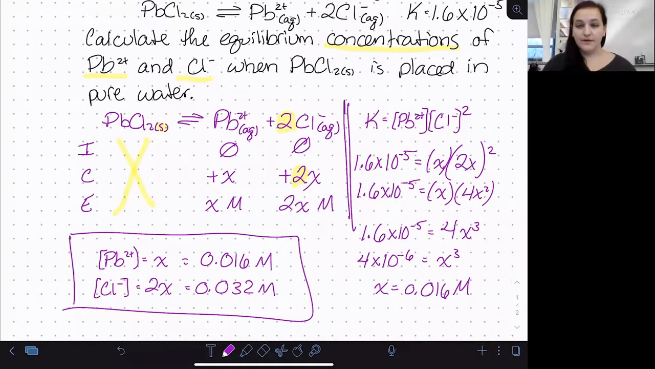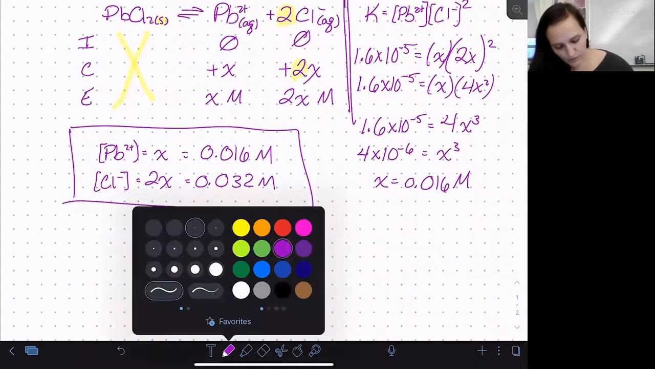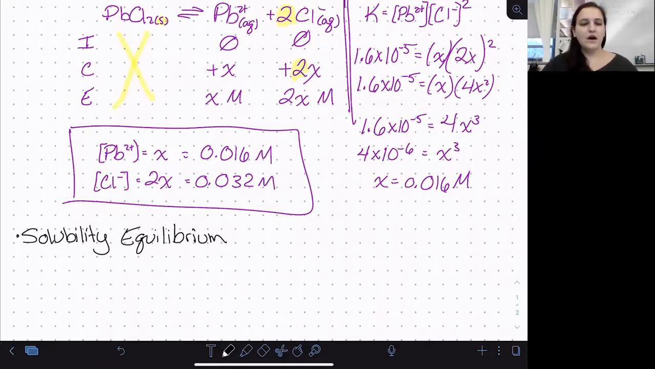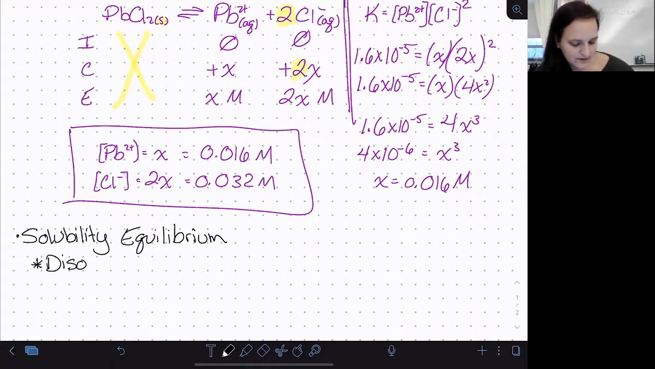So absolutely nothing about this was different than anything you've done before. But when we're dealing with this particular type of reaction, which is commonly referred to as a solubility equilibrium, there are a few pieces of terminology to be aware of, and we can get a deeper understanding of what this system is, since we've already studied the concept of solubility. So what we need to recognize here is that dissolving is a reversible process.